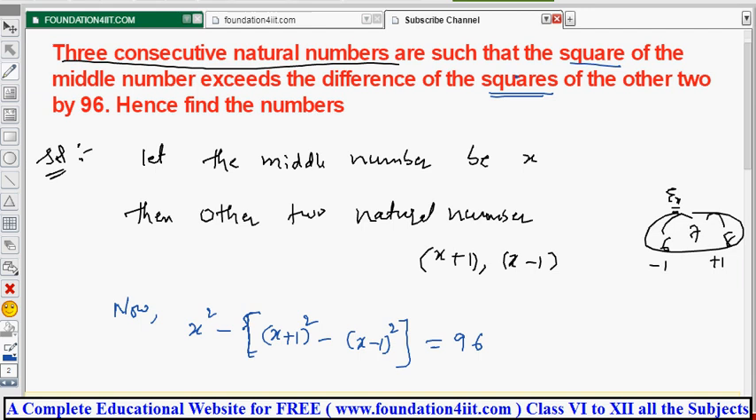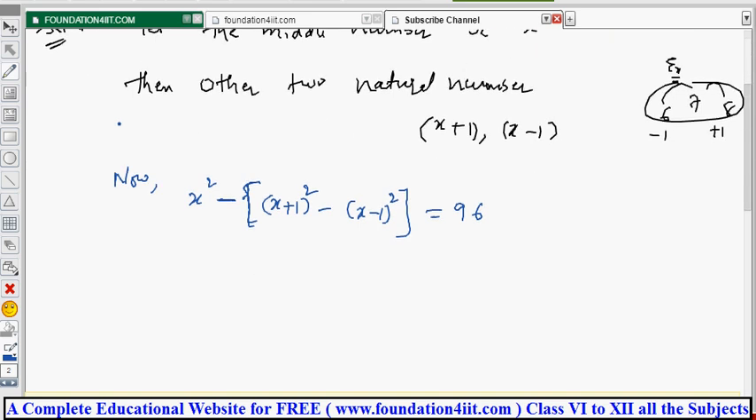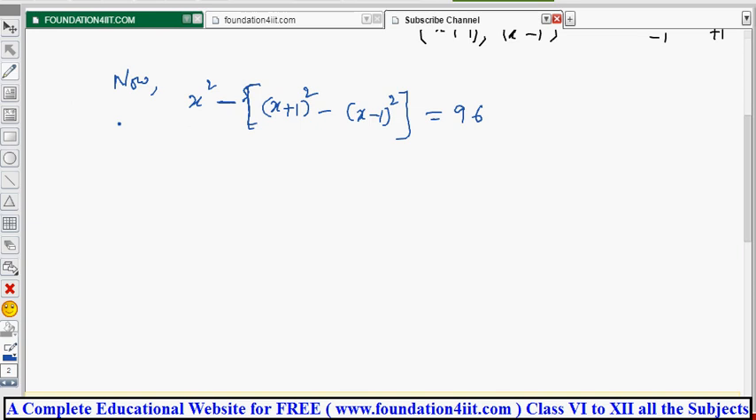Understood, right? Square of the middle number. Middle number is x. Its square exceeds. So keep the minus symbol. What should exceed? The difference of the squares of the other two numbers. Read square and difference also. Difference means again subtraction. That will be 96, right? Now once you make this, the problem is simple. Now just to simplify this: x square minus, within the bracket, you can use the formula, x plus 1 whole square minus x minus 1 whole square.